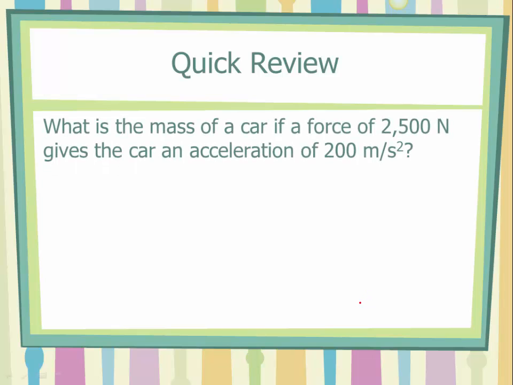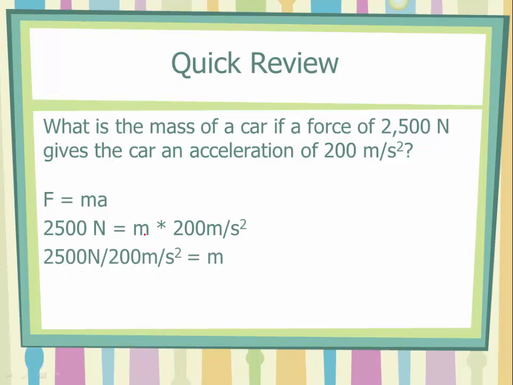Alright, so what is the mass of a car if a force of 2,500 newtons gives the car an acceleration of 200 meters per second squared? So that goes back to the first equation that we were talking about, force equals ma. So force equals mass times acceleration. We just punch in the numbers given for force, punch in the number for acceleration, solve for m, and you get that the mass is 12.5 kilograms.